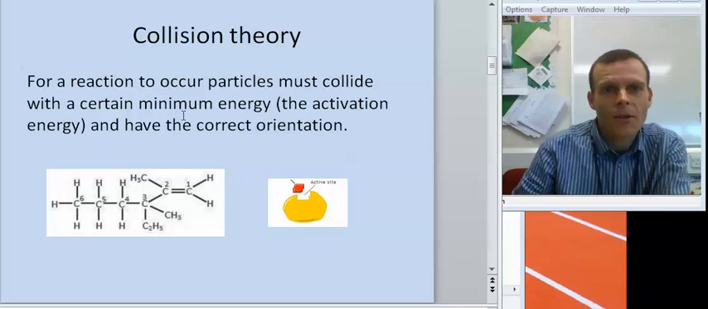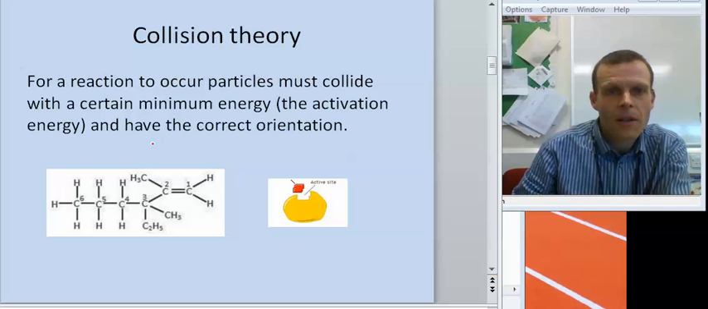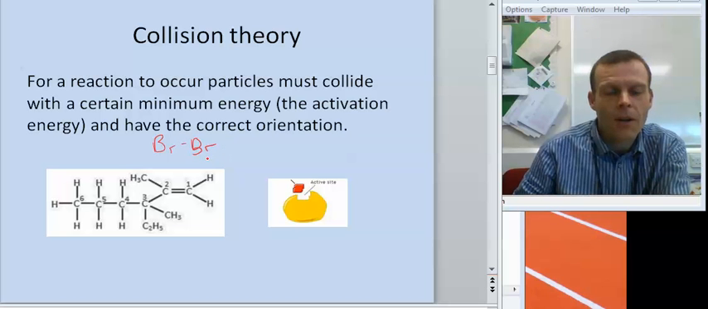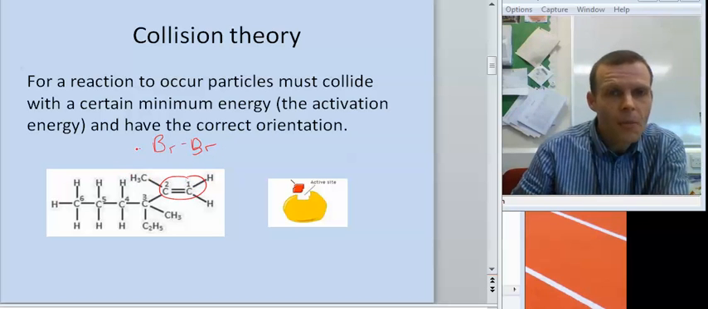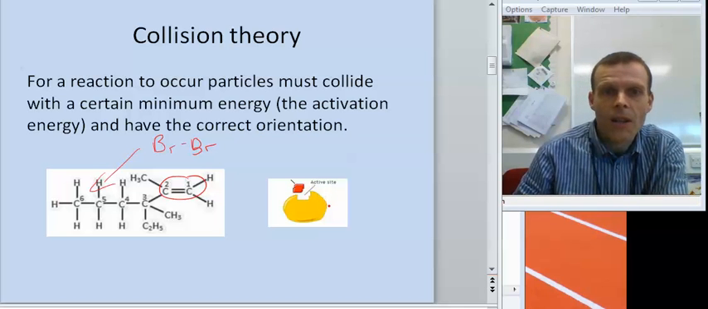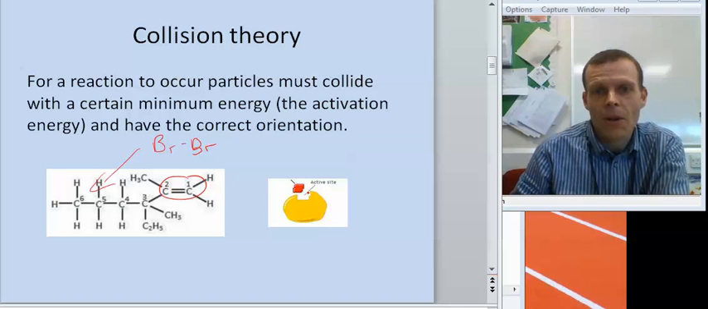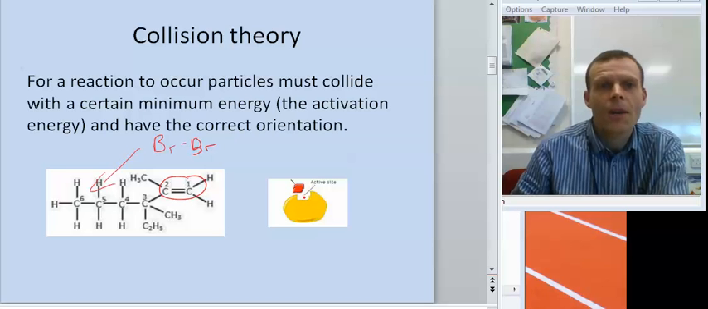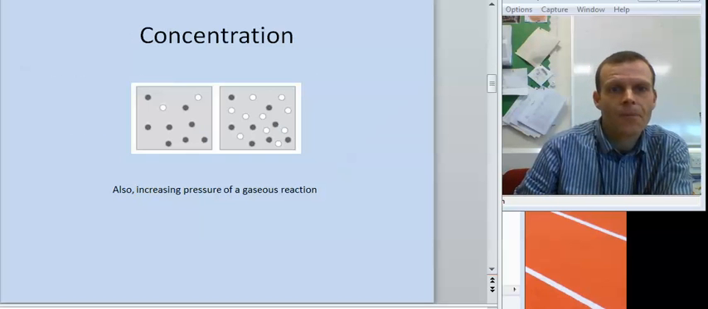So if something like this molecule here will react with, let's say, bromine, to test for an alkene group, it's reacting with this piece. If the bromine hits there, there's not going to be a reaction. Okay, it's got to be hitting here. And this orientation, getting the right part of the molecule, is particularly important in things like enzymatic processes where we know they have a very specific active site and our substrate has to go into the active site correctly.